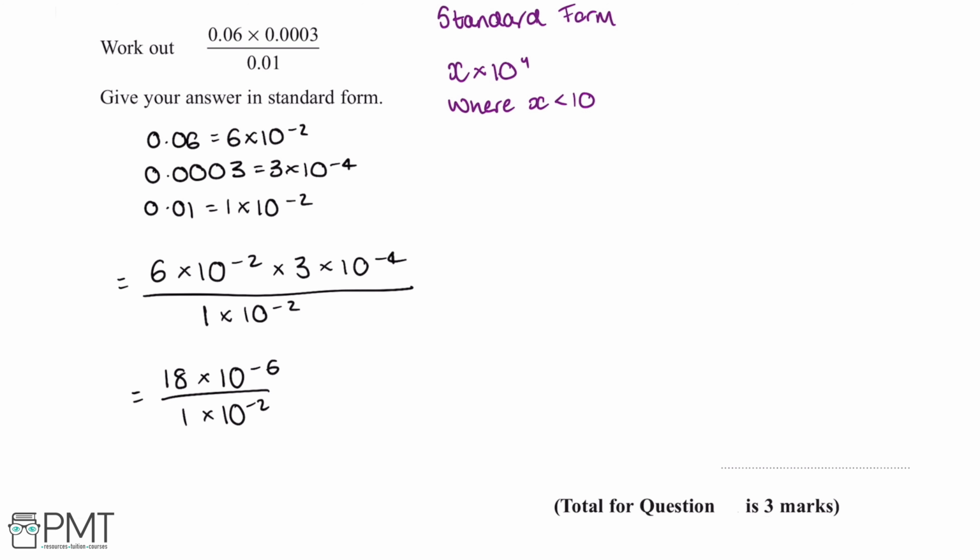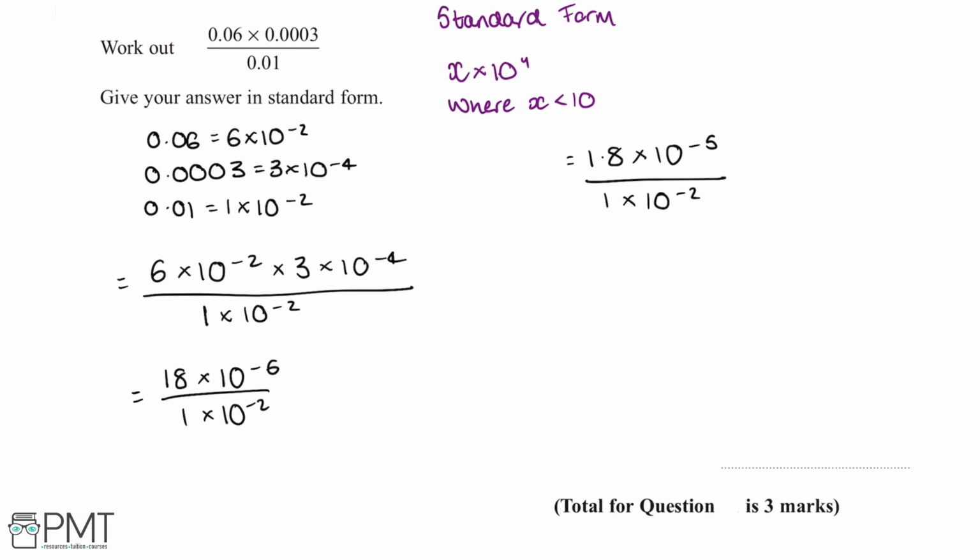Now what we can see is the numerator of this fraction is no longer in standard form because 18 is above 10. So 18 times by 10 to the minus 6 is equal to 1.8 times 10 to the negative 5. And this is again all divided by 1 times 10 to the minus 2.